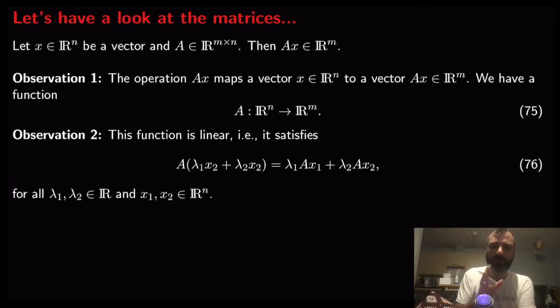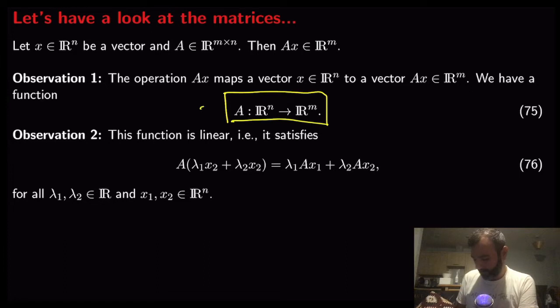So the operation Ax, as we say, maps a vector x that comes at the input to a vector Ax at the output. So we have a function. We can see matrices as machines, as functions. They take in vectors in Rn and give us back vectors in Rm. They are operations like this. In goes x, out comes Ax.